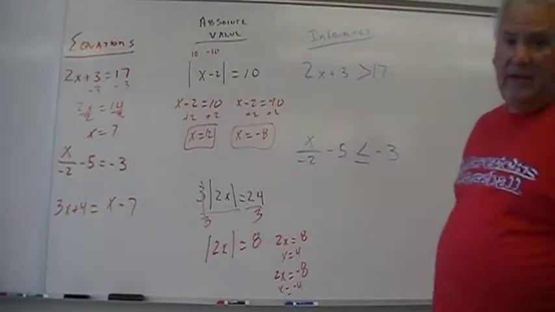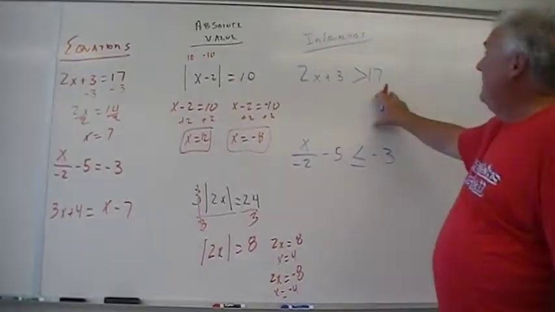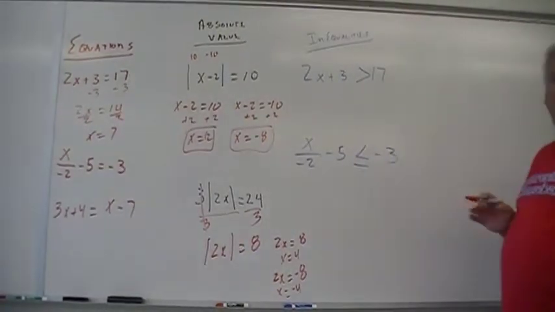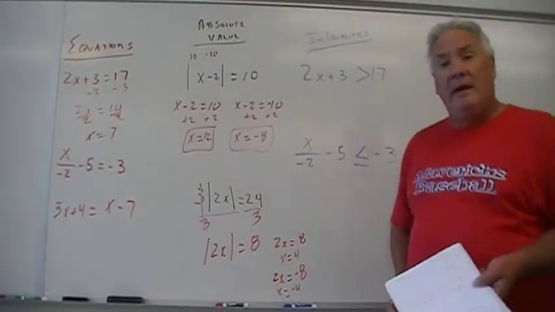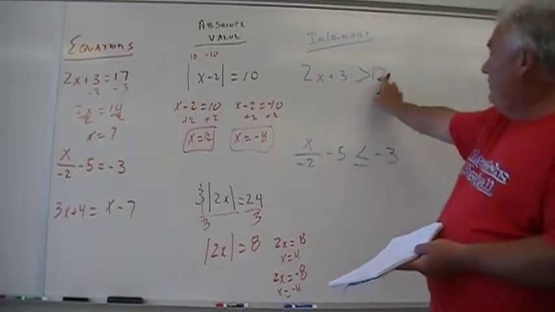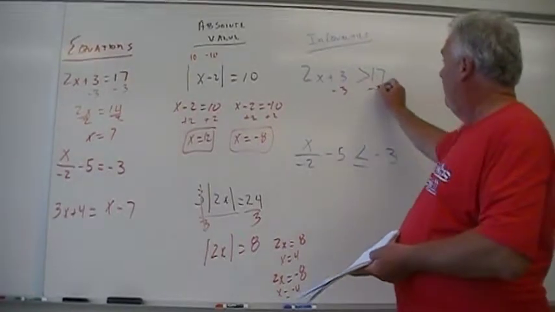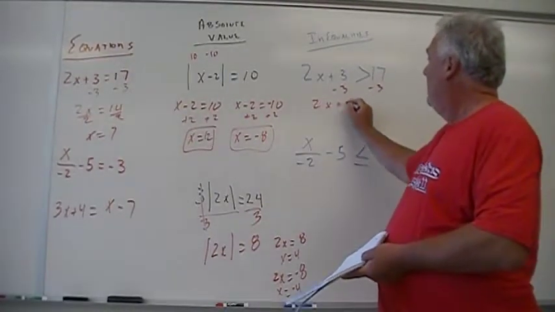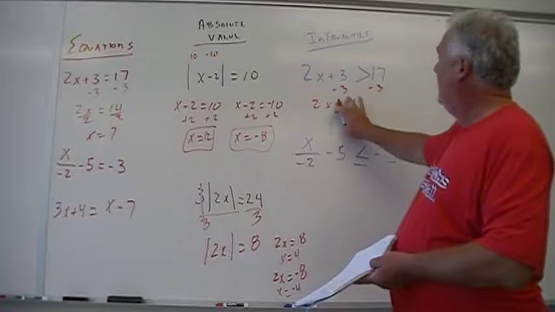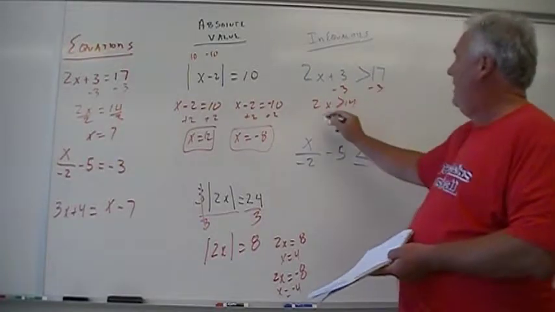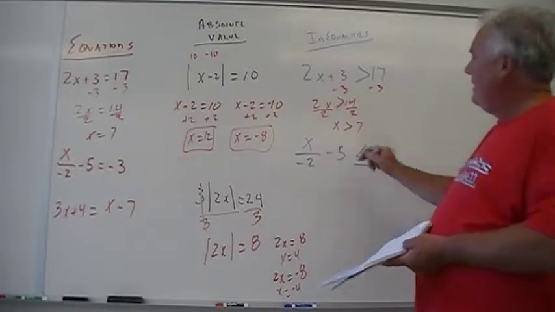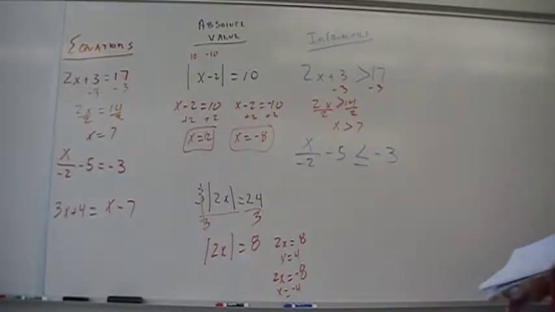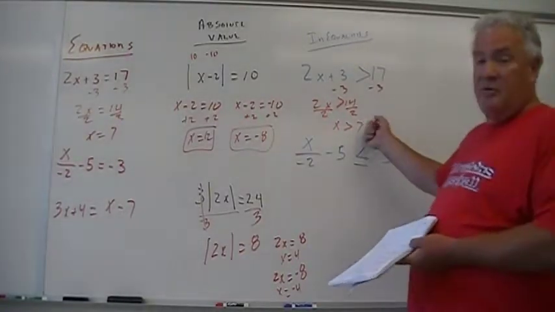Inequalities are just like equations. You do the exact same thing. You balance. And you get x to be greater than, less than, greater than or equal to, or less than or equal to something else. So take away 3. That's greater than, right there. Divide by 2. So x has got to be greater than 7. That's our answer for this one. X is greater than 7.